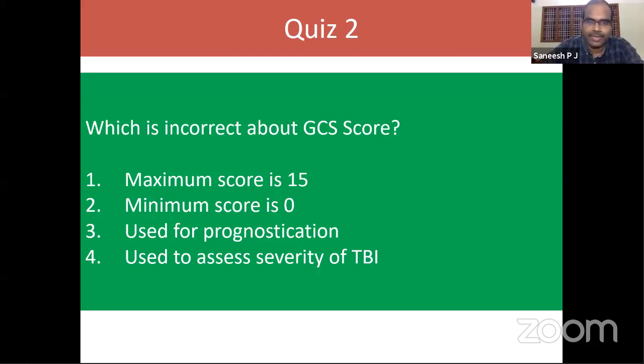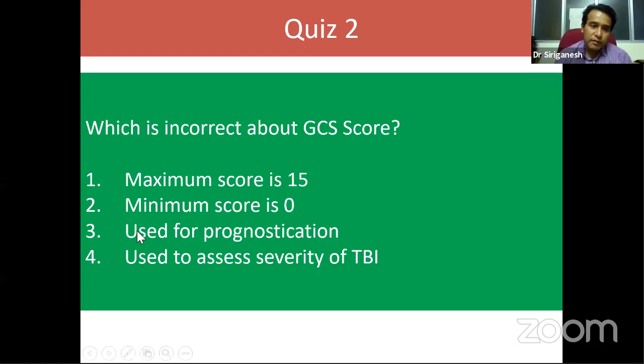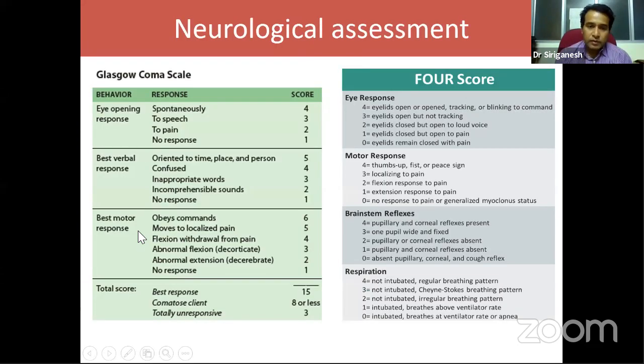The question is about the incorrect statement. So which is incorrect about GCS? Yeah, almost 70% already voted. Okay. Another 5 seconds, I'll close the poll. Yeah, I think agreed completely. The minimum score is not 0, and you can appreciate that in the subsequent slide. So most of them have answered it correctly.